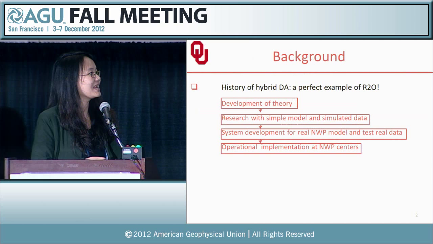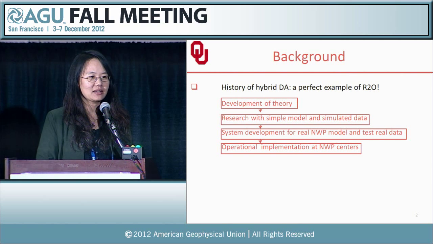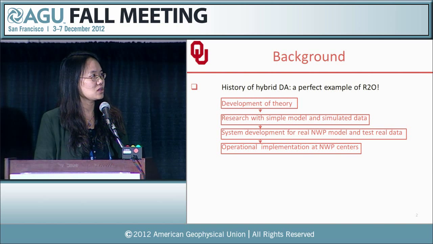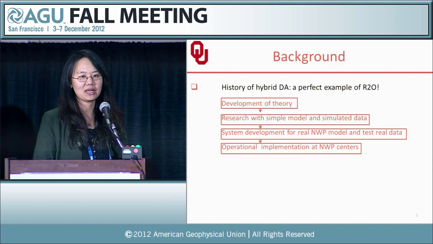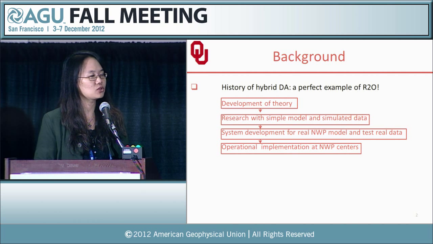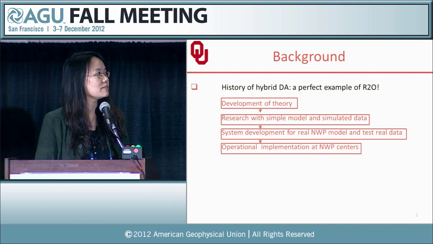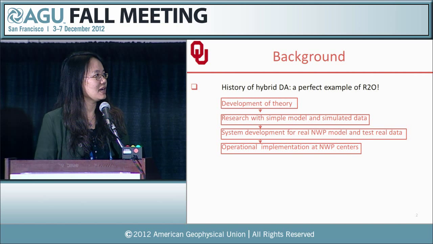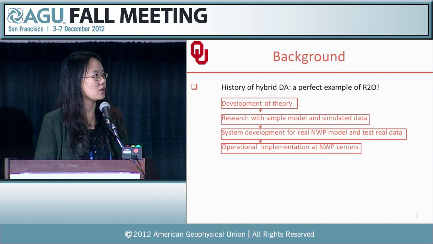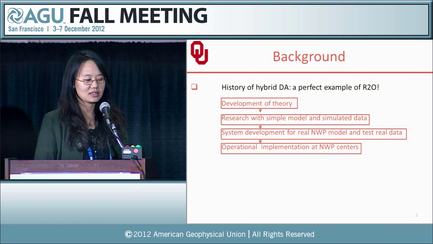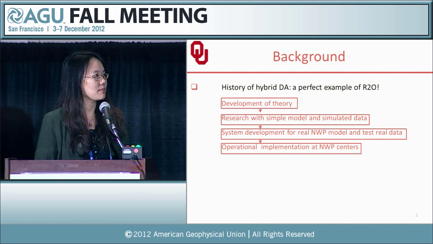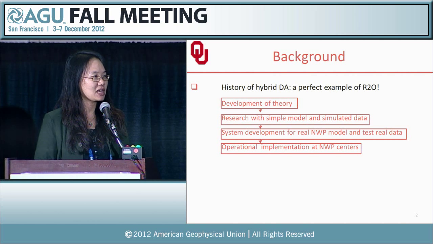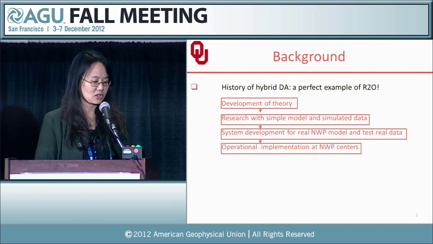I have been working on hybrid data assimilation for almost 9 years. Looking back, the history of hybrid data assimilation to me is a very nice example of transitioning research to operations. It started from the initial theoretical development, and then basic research with simple models and simulated data, and then system development for real NWP models and real data, and ultimately the operational implementation at operational NWP centers.